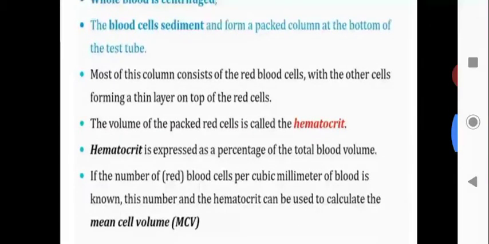If the number of red blood cells per cubic milliliter of the blood is known, the hematocrit can be used to calculate the mean cell volume, that we call the MCV. Mean cell volume relates to the number of cells present in a particular volume of blood.